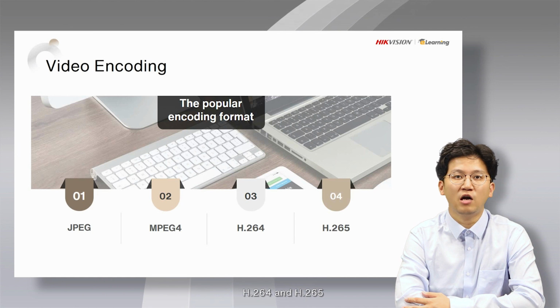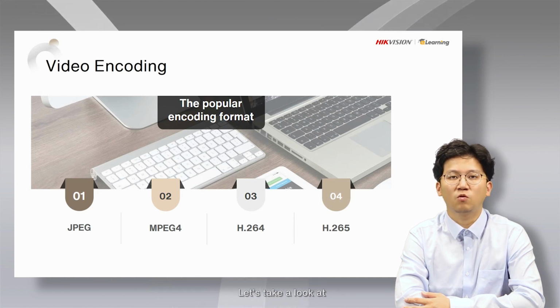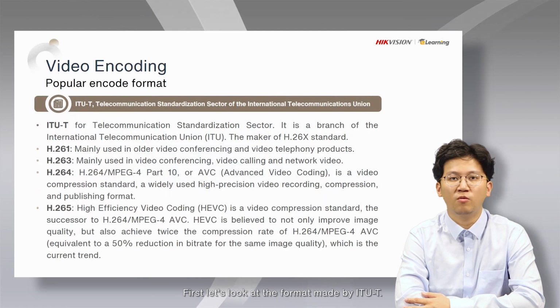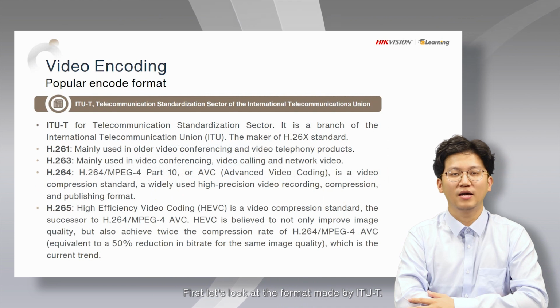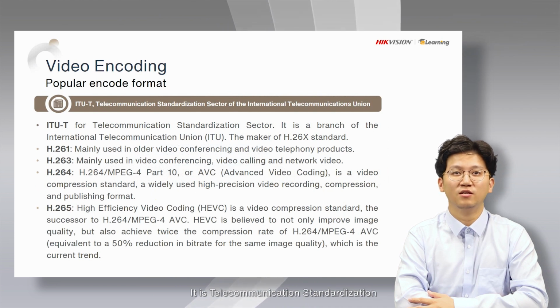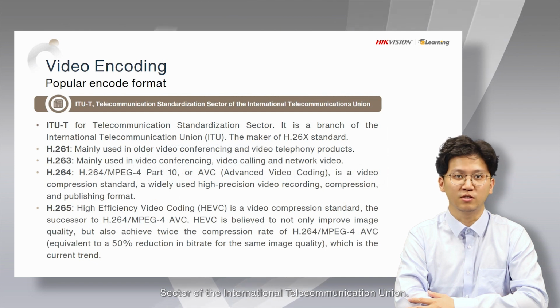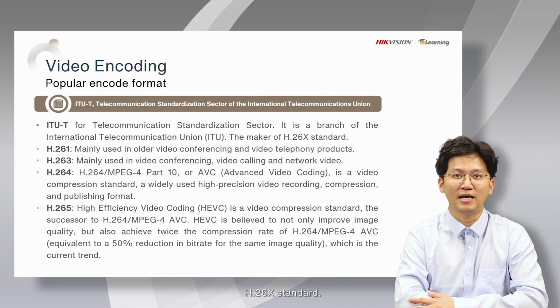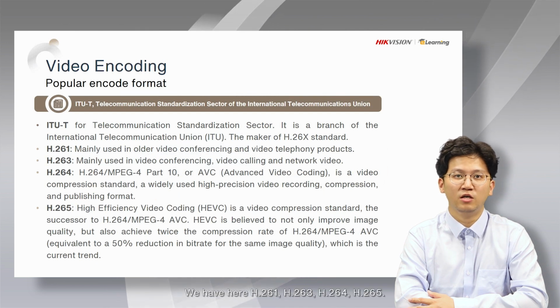H.264 and H.265 are common formats in the security industry. Let's take a look at what each of these formats means. First, look at the format made by ITU-T. It is the Telecommunication Standardization Sector of the International Telecommunication Union, the maker of the H.26x standard. We have here H.261, 3, 4, and 5.